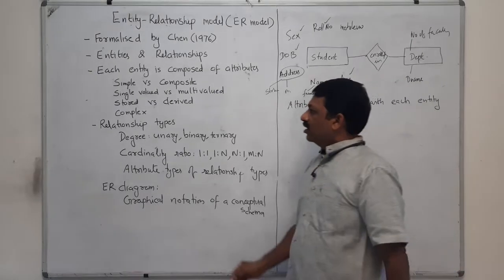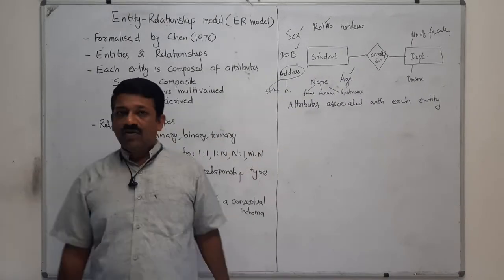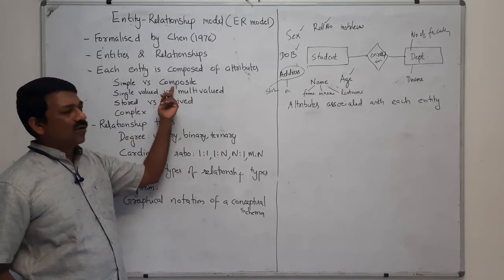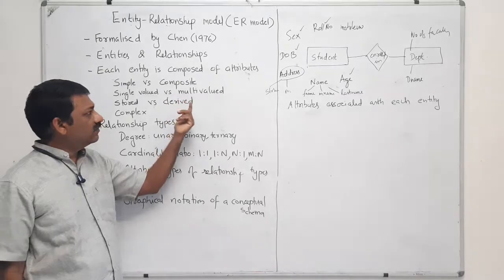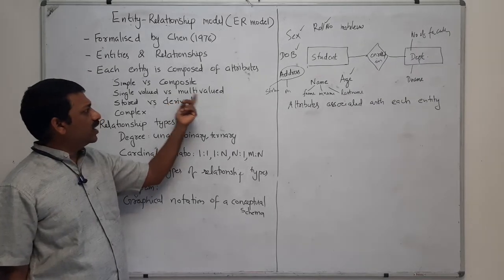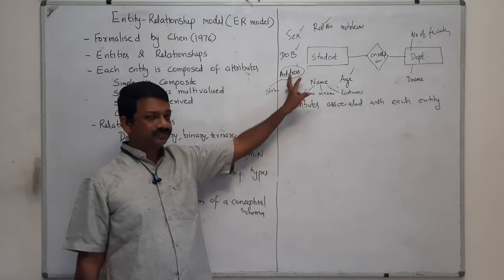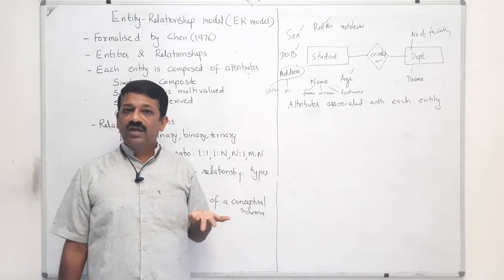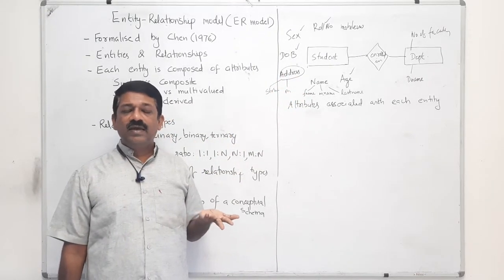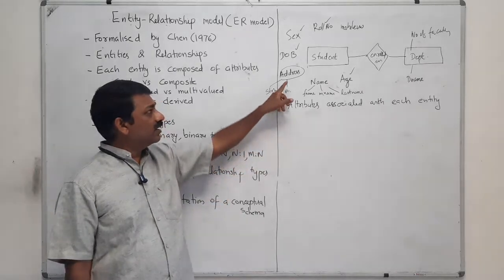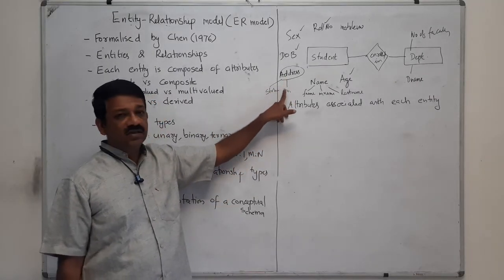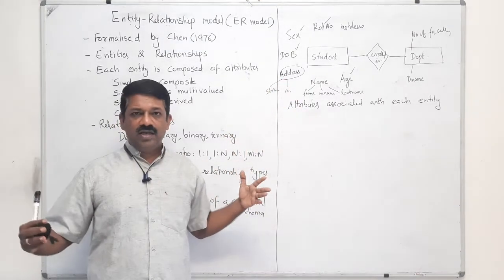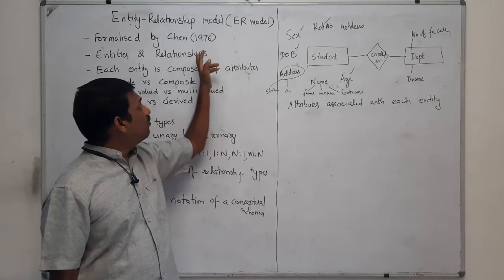Now, what is a complex attribute? An attribute which is multi-valued as well as composite. For example, address. A person can have more than one address. At the same time, the address is composite. Address has a number of parts and can be further divided. That means it is a composite data type.